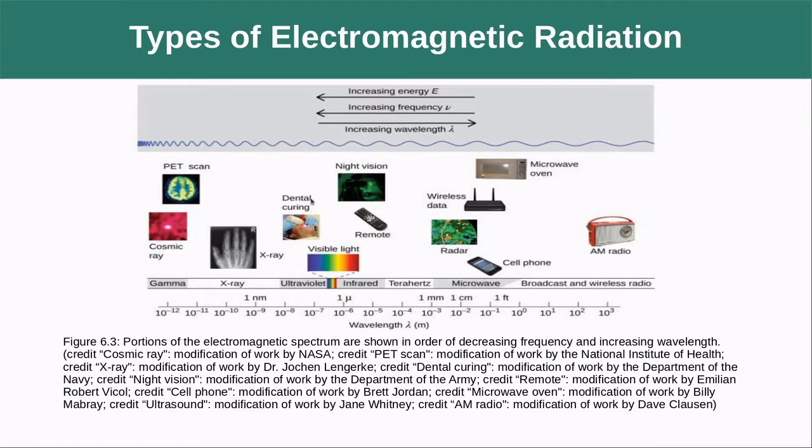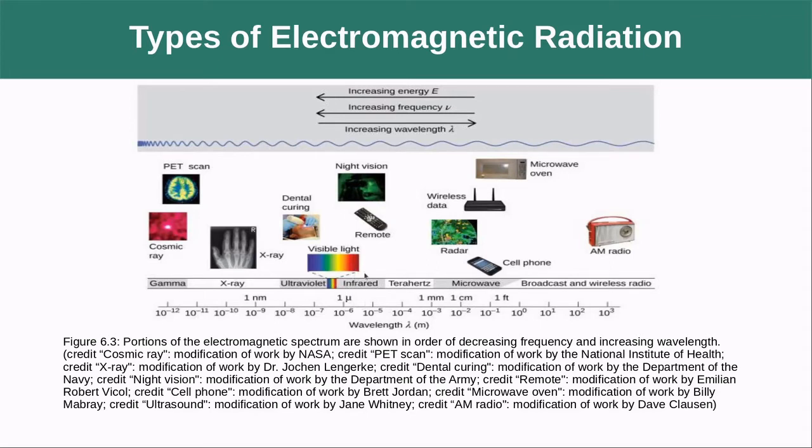Then you have ultraviolet rays. These are used in a lot of things. Here they have the example of dental curing. There's also where they use ultraviolet radiation to cure like glues and plastics and stuff like that. And this is also the type of radiation that's going to give you like a sunburn from the sun. Then we have a very small portion here. It contains all of the visible light that we see.